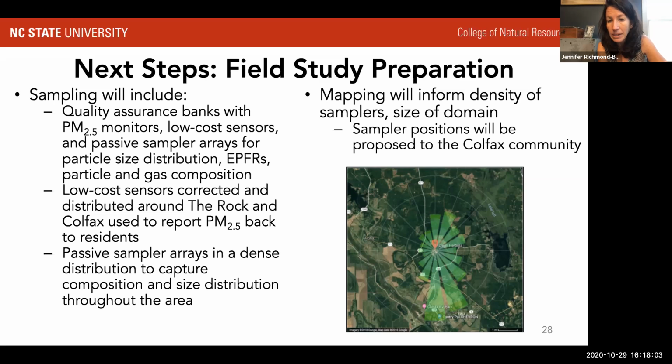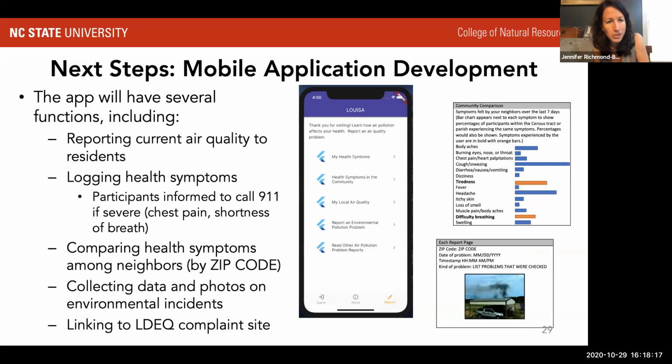And the mapping is going to inform, as I said, the density of the samplers and the size of the domain. And these histories and comments have really been instrumental in teaching us what to look for. Just a couple more slides, I'm almost done.